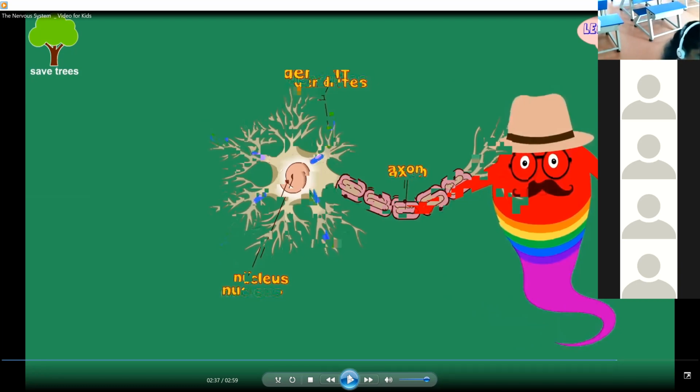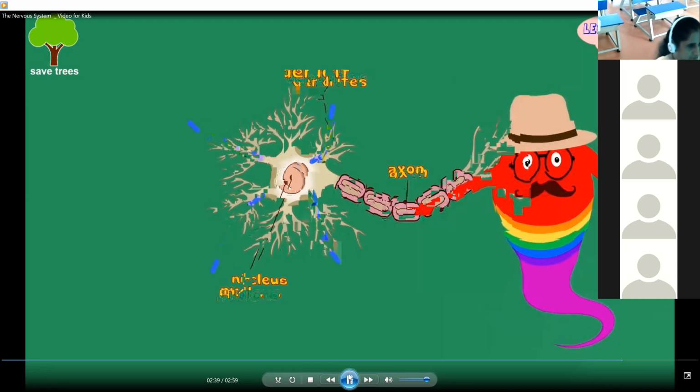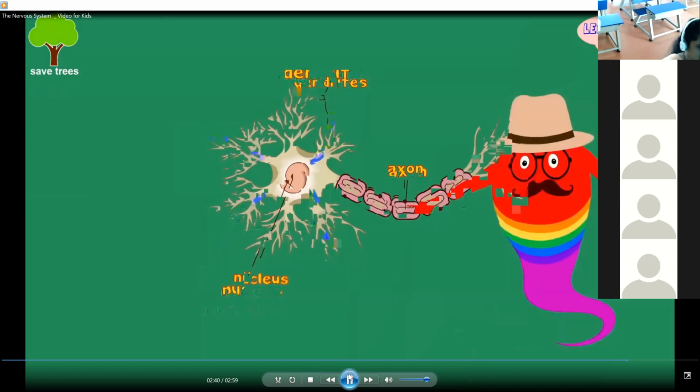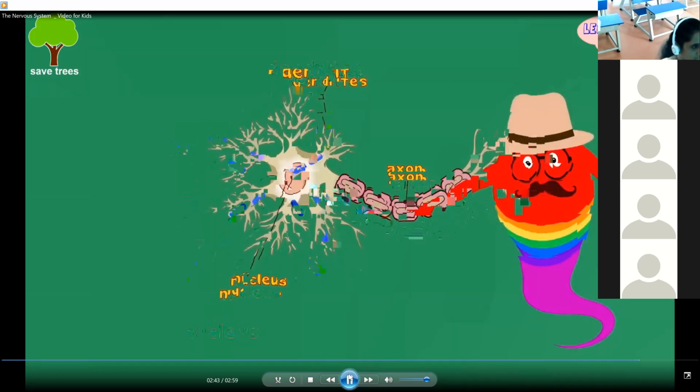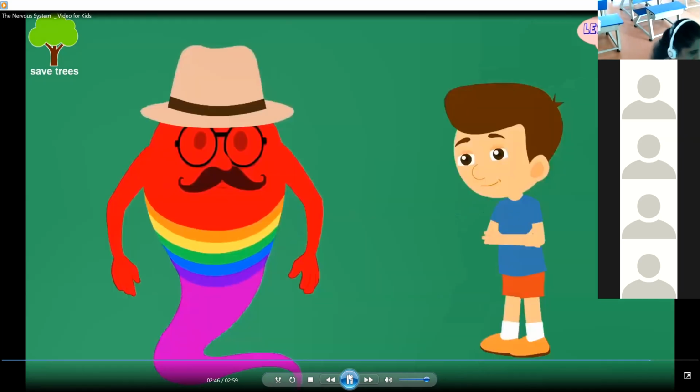Dendrites take the electric messages to the cell bodies. Axon takes the messages away from the cell body. Now, you know a lot about the nervous system.